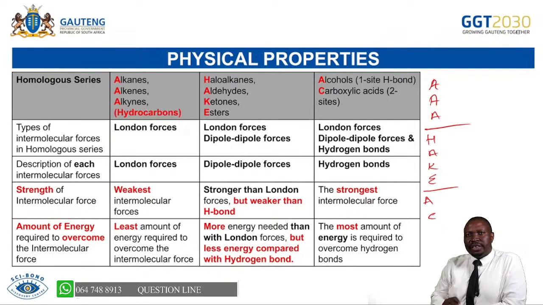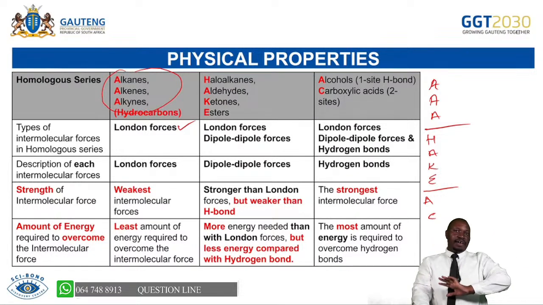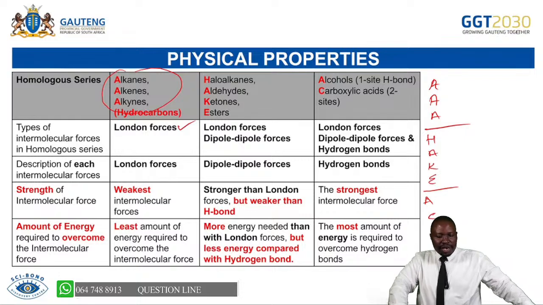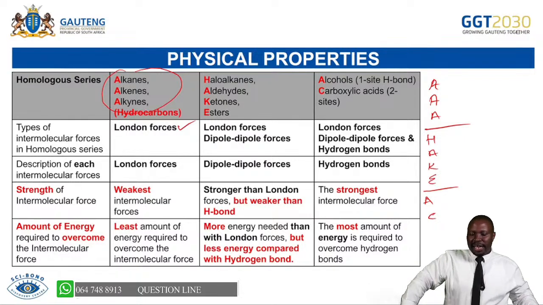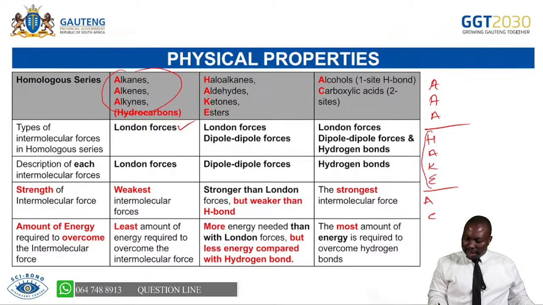Now, the first 3, which is triple A, these ones, we are saying they have London forces. They have London forces, all of them, and London forces are the weakest intermolecular force you will get.